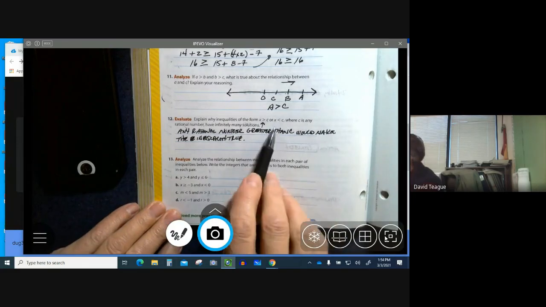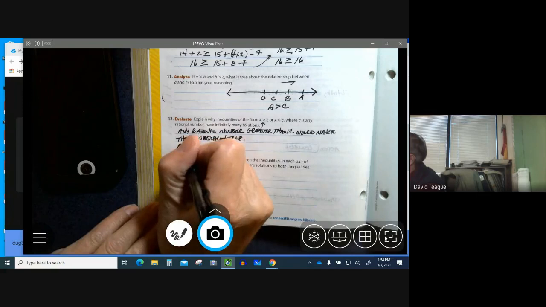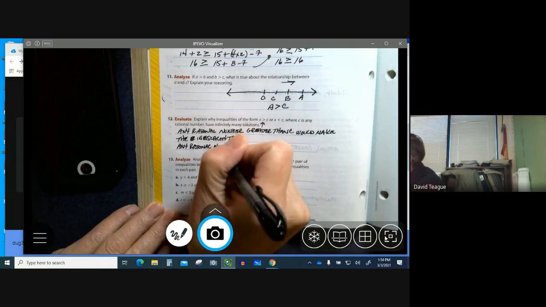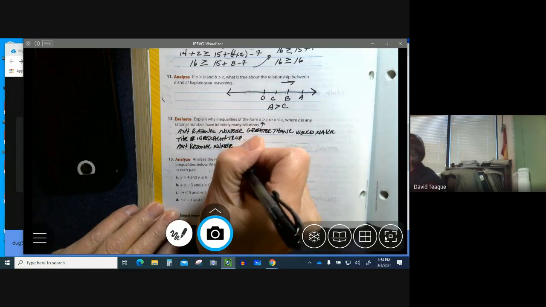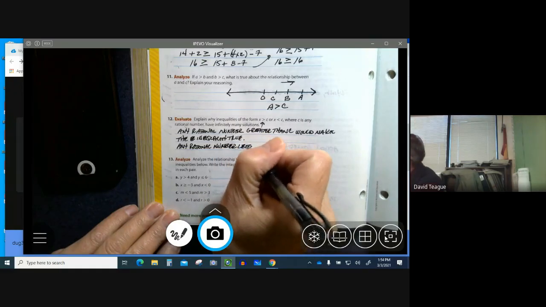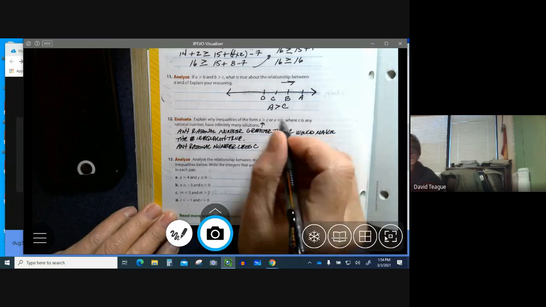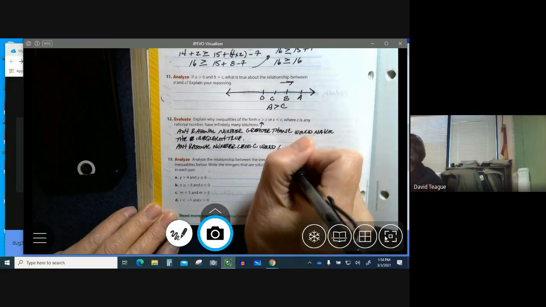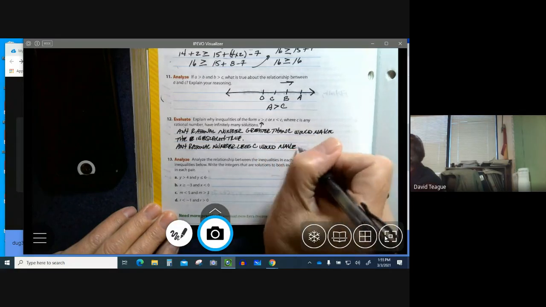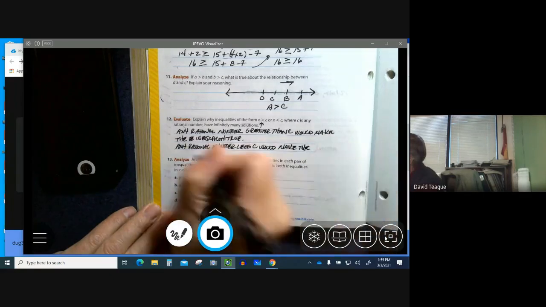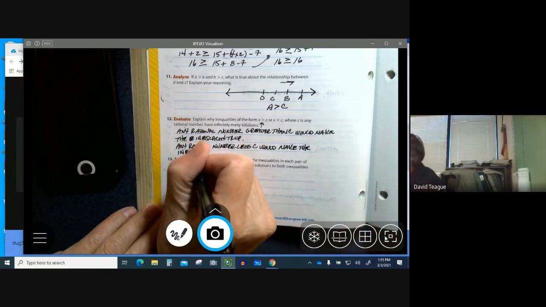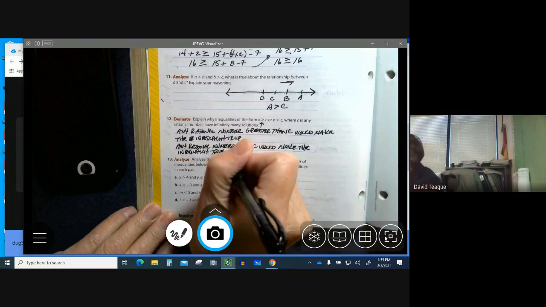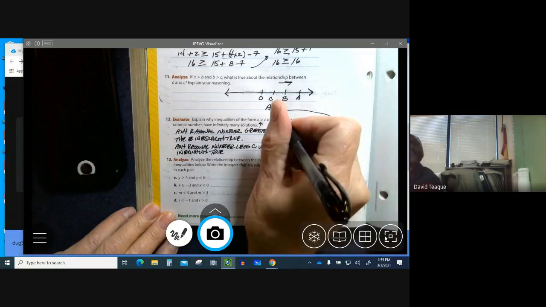any rational number less than c would make the inequality true. So this goes to this one.